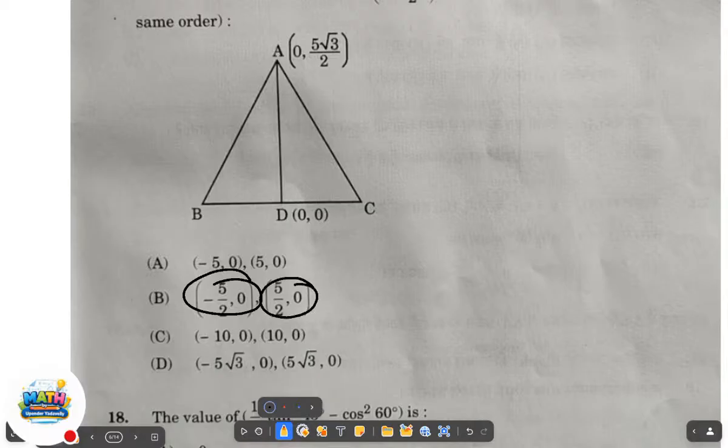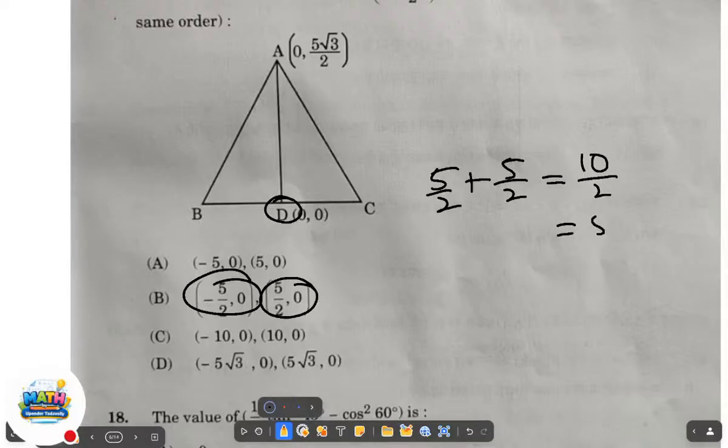What is the distance between these two points? From the origin D, on the left side it is 5 by 2 units, and on the right side it is 5 by 2 units. So 2.5 units plus 2.5 units, which equals 10 by 2, that means 5 units. The distance between B and C is 5 units. So now let's check the distance between A and B. We should get the same 5 units, right?